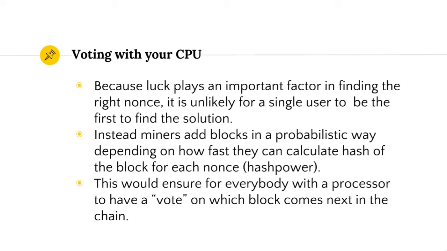Voting with your CPU. Because luck plays an important factor in finding the right nonce, it is unlikely for a single user to be the first to find the solution. Instead, miners add blocks in a probabilistic way, depending on how fast they can calculate a hash of the block for each nonce. So essentially, the larger your hashing power, the more chance you have of finding the right nonce. This would ensure for everybody with a processor to have a vote on which block comes next in the chain.